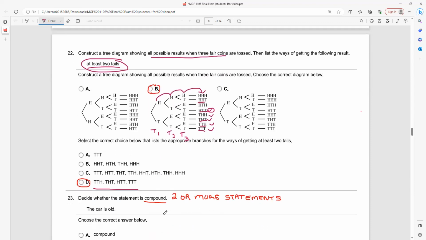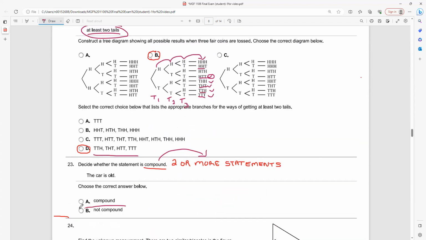For 23, decide whether this is a compound statement. Remember, a compound statement has 2 or more statements. This says the car is old. That's one statement, but it's not compound. It doesn't have 2 or more statements, so we would choose not compound.